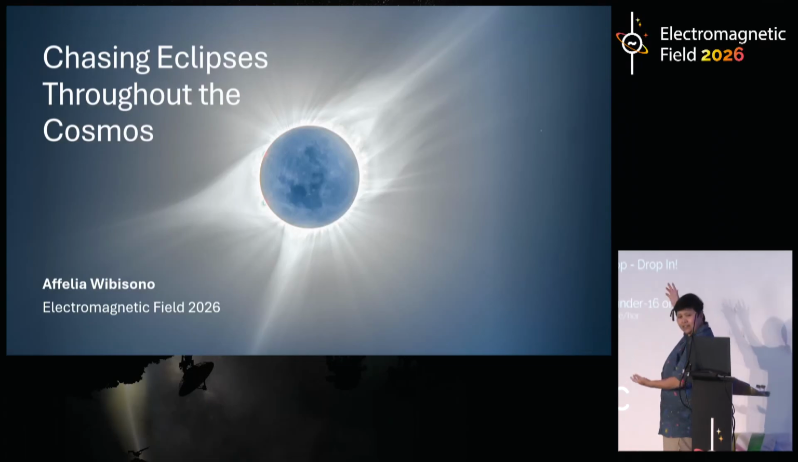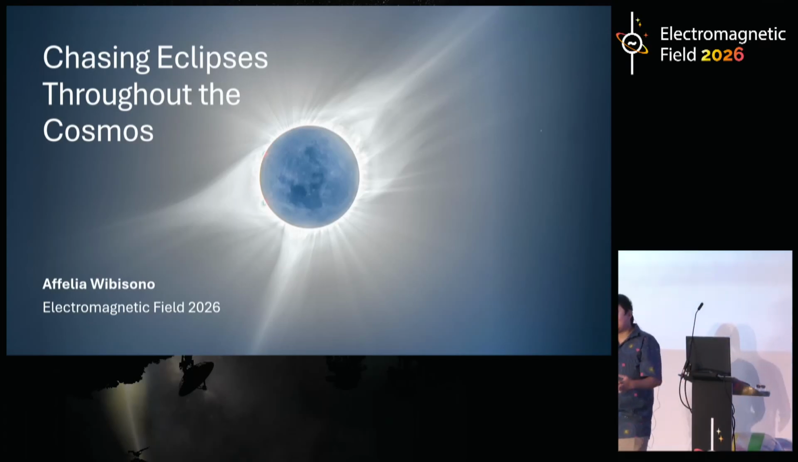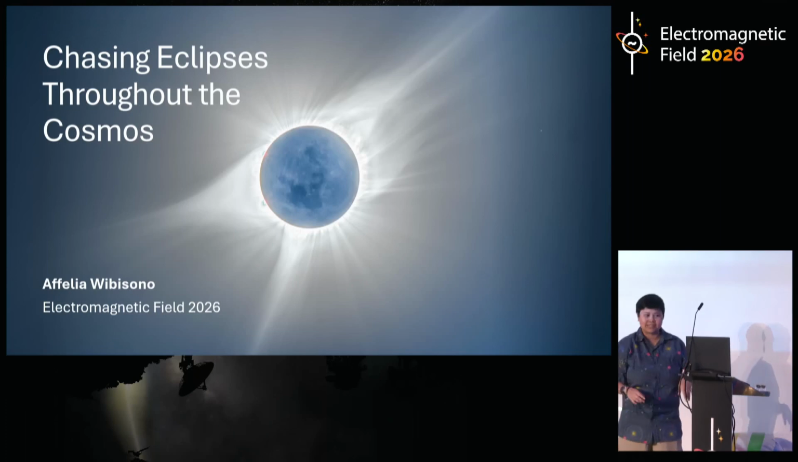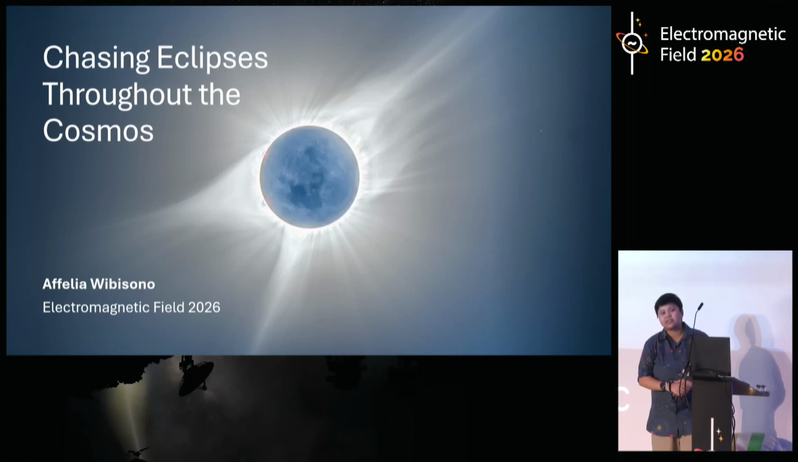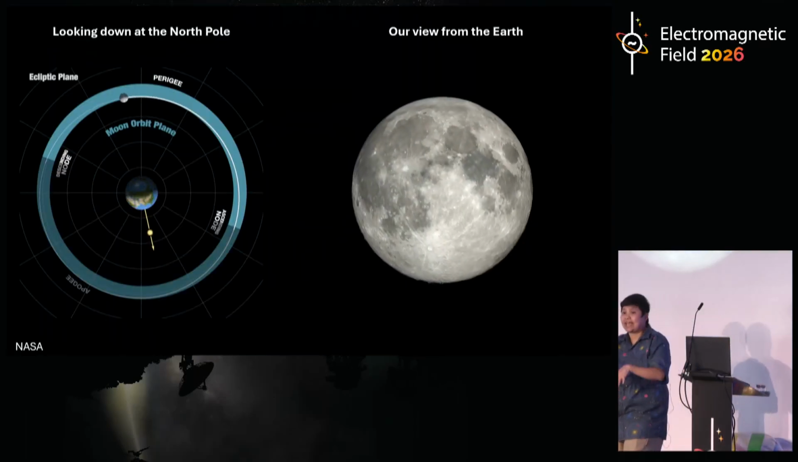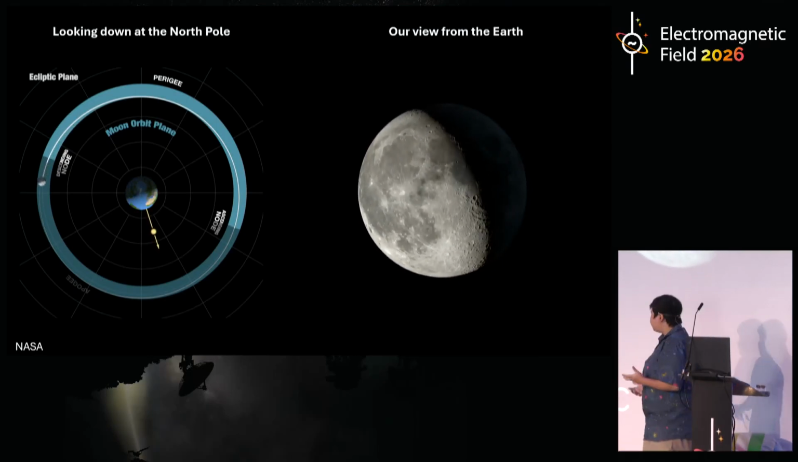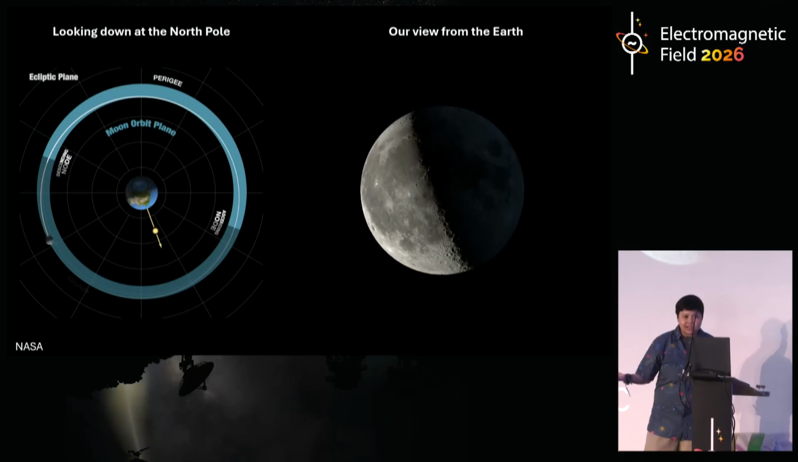So here is, there we go, here is a picture of a solar eclipse. I wanted to talk about eclipses, not just here on Earth, but elsewhere in our solar system, maybe even beyond our solar system as well. But first up, how do we get eclipses here on the Earth? It's all to do with the moon orbiting around us.